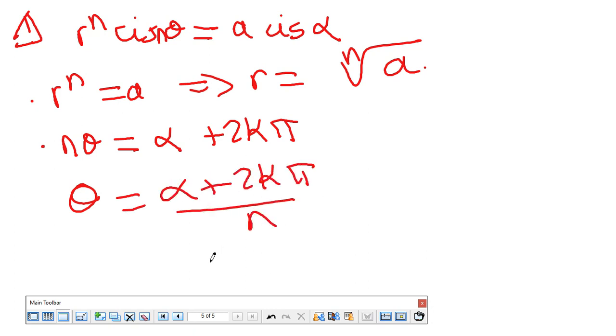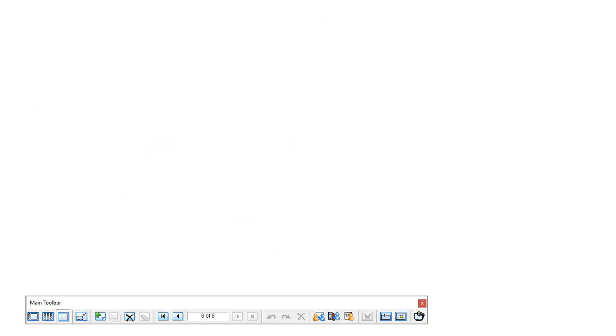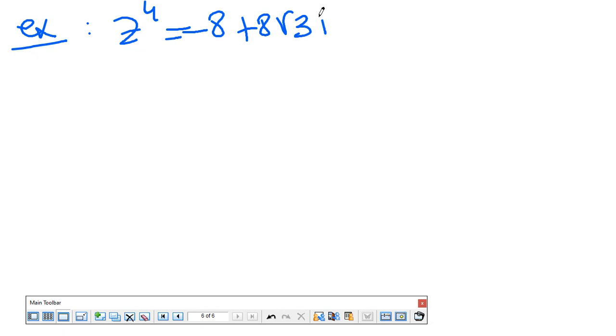To understand this remark, I will give you an example, and that's it. I hope that I will be able to finish the example. So, example: if I have z^4 equal to minus 8 plus 8√3 i, I need to draw the solution on the Argand diagram. We need to find all the possible values of z.